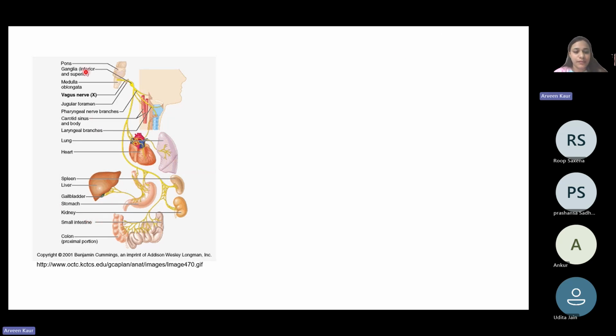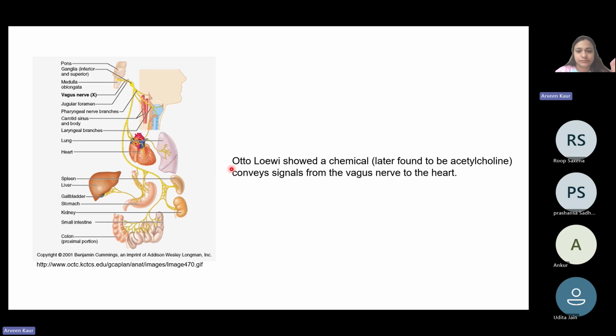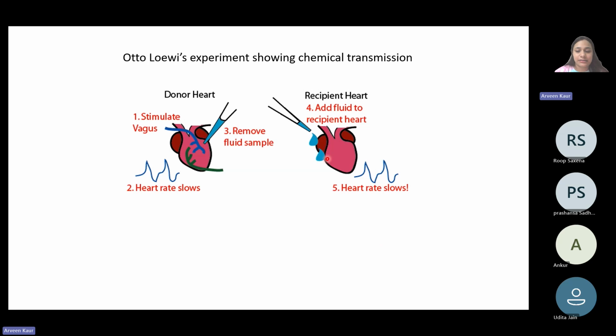So this basically tells about the various kinds of nerves, and how these nerves go to various organs, and how various organs are controlled by the brain, right? Another scientist, Otto Loewi, showed that a chemical which was later found to be acetylcholine, a neurotransmitter, conveys signal from the vagus nerve to the heart, right? This vagus nerve, which comes out of the medulla oblongata region of the brain, goes to so many places. It stimulates the heart, goes to the lungs, to other alimentary canal organs, etc. And it does this through a neurotransmitter, which was acetylcholine.